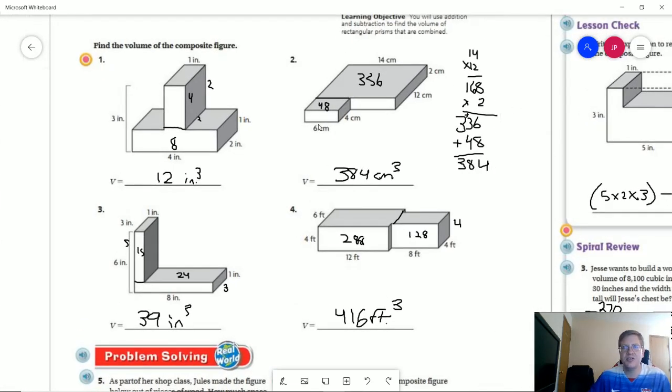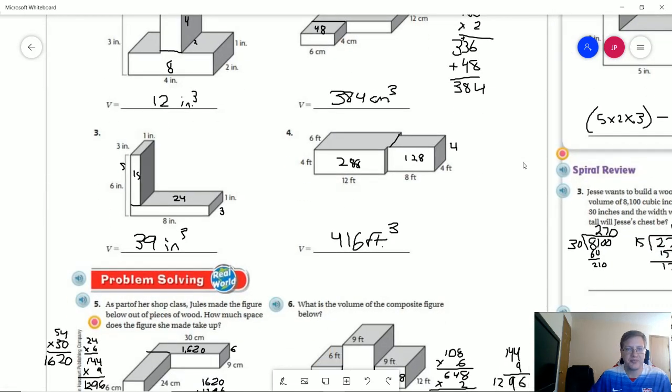For number 2, we were doing 6 times 4 times 2, which would give us 48. And then our other one, we are going to do 12 times 2 times 14, which is going to give us 336. The total of those put together would be 384.